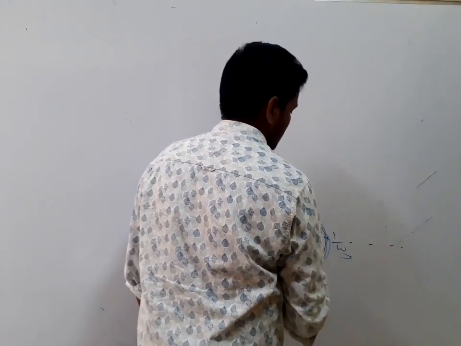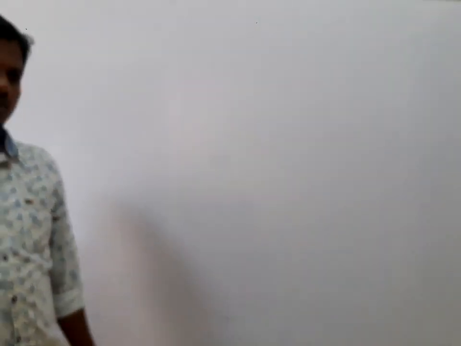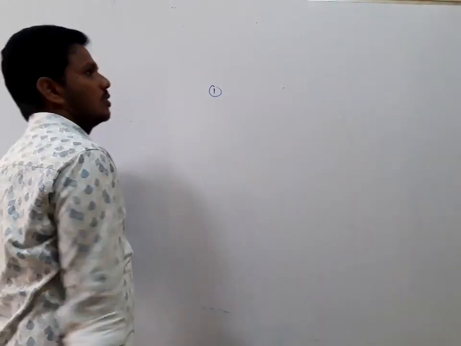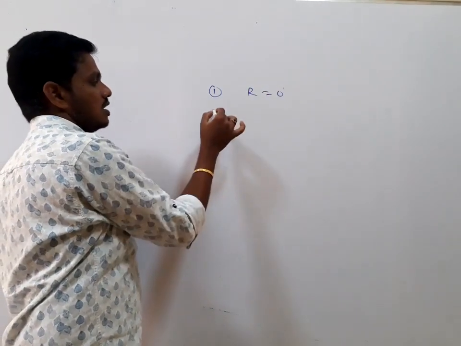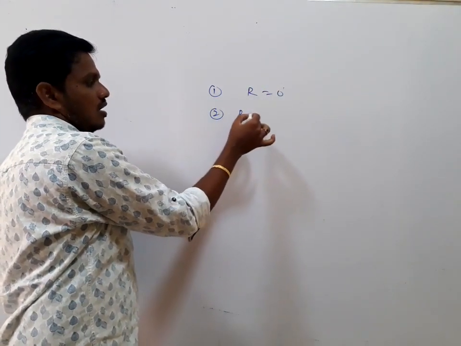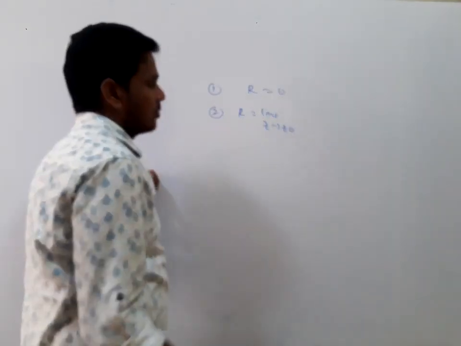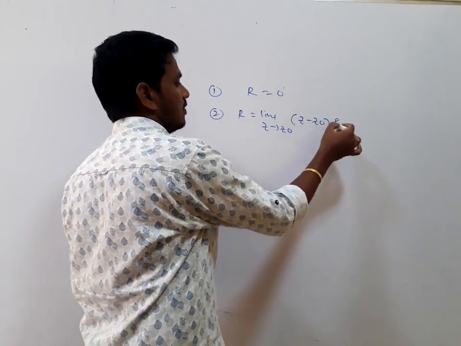The residue of f of z when f of z has a removable singularity is equal to 0, since no terms exist in the principal part of the Laurent expansion. Next, in case of a simple pole, recalling the formulas: in case of removable singularity, the residue is 0. Second, in case of simple pole, the residue is the limit as z tends to z naught, where z naught is an isolated singular point and a simple pole, of z minus z naught into f of z.